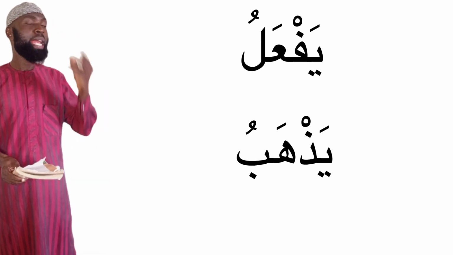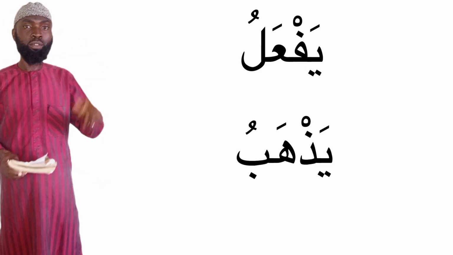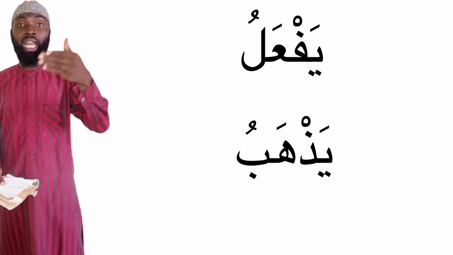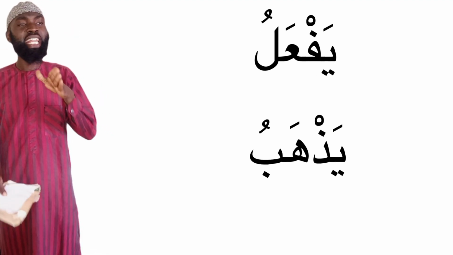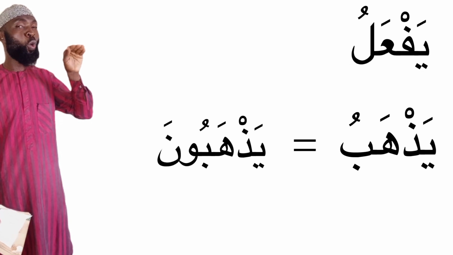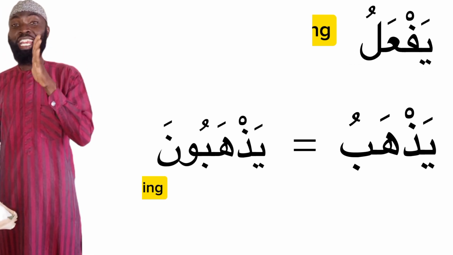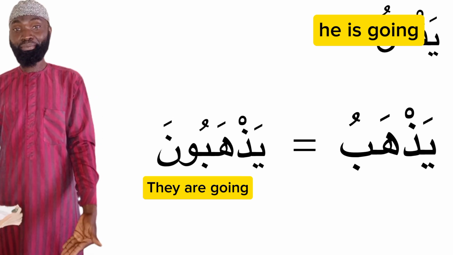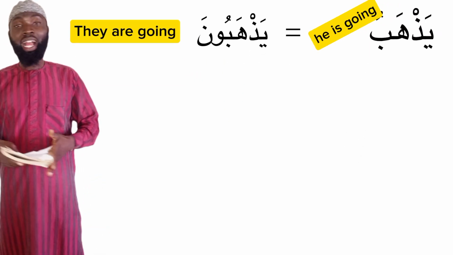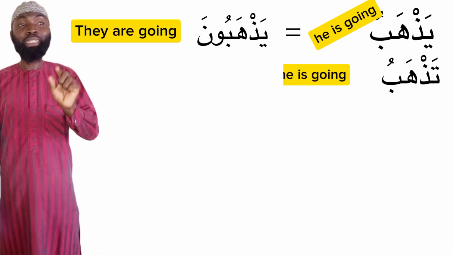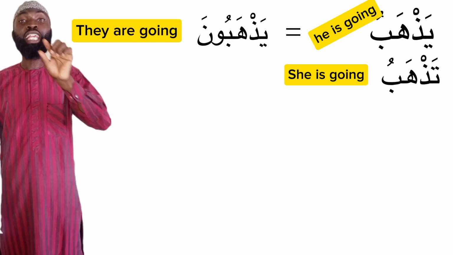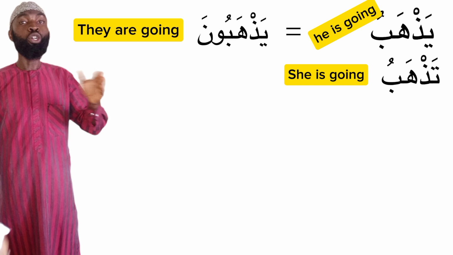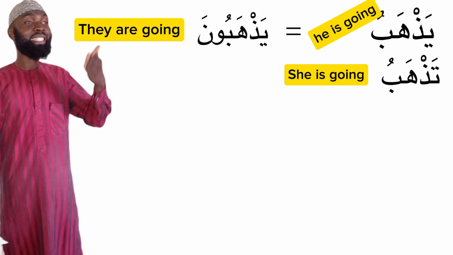Looking at yadhhabu, yadhhabu means he is going. What if I want to say they are going? That is the plural form of go. They are going, which of his going. It will be yadhhabuna. So yadhhabu, he is going. Yadhhabuna, they all are going. The other word we have is tadhhabu, which means she is going. For the female, you simply exchange the ya with ta. It becomes tadhhabu. So tadhhabu means she is going.